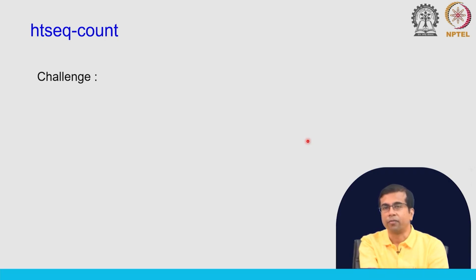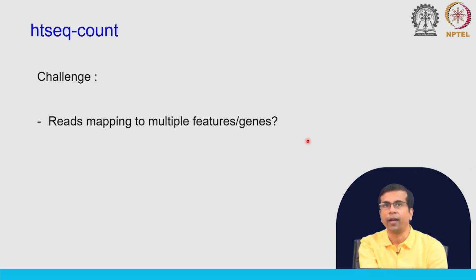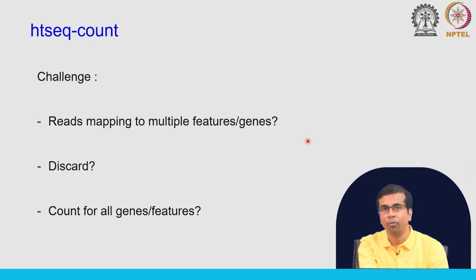And what are the challenges here? Of course, this is a very simple process. One is if you have reads that map to multiple features or multiple genes. This is something that again takes us back to mapping to repetitive sequences, right. If you have reads mapping to multiple features and genes, how do you count those reads? Do you count them for both genes or both features, or do you just discard them? So, what are you going to do? This is a very difficult question to answer, and we cannot answer this by a simple counting process.